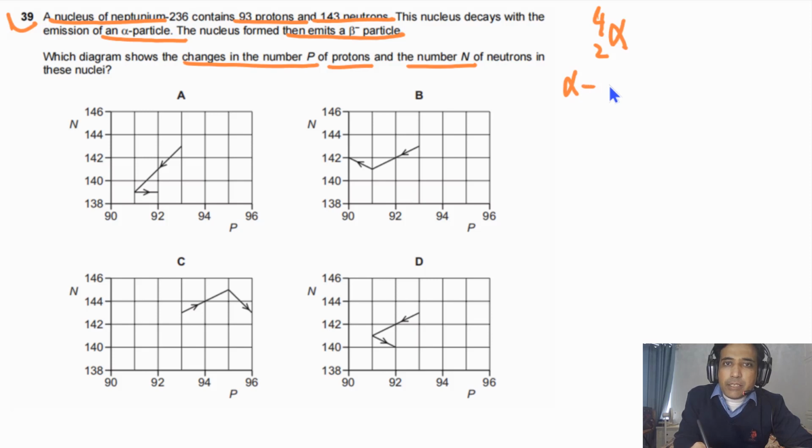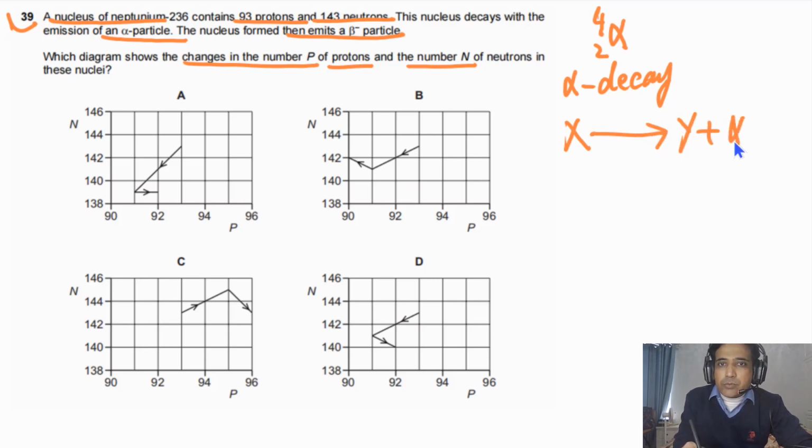And in any alpha decay, let's say we have nucleus X and here we have nucleus Y, and this is alpha decay. So it means an alpha particle will be emitted. Let's say the mass number is A. So the atomic number of this nucleus has to be Z minus 2 and the mass number has to be A minus 4. So it simply means that proton number decreases by 2, so this is minus 2, and the neutron number also decreases by 2, so this is minus 2.